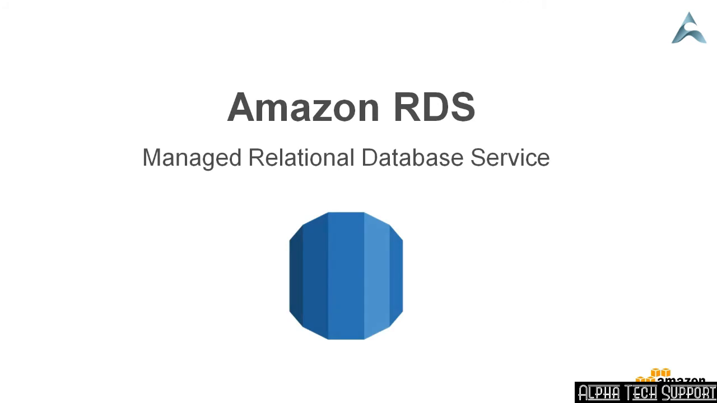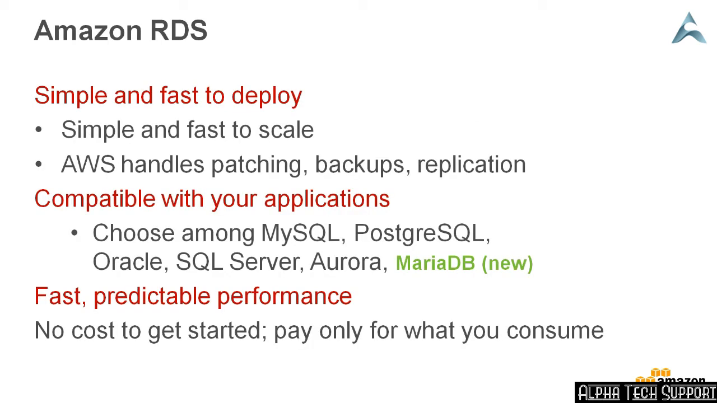Here comes Amazon RDS, or Relational Database Service. We are going to explore it right here. So RDS is a managed relational database service that comes with multiple relational database options, that is Oracle, Microsoft SQL Server, and other databases. So what is RDS? Basically, it is simple and fast to deploy.